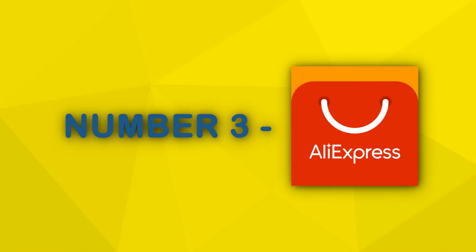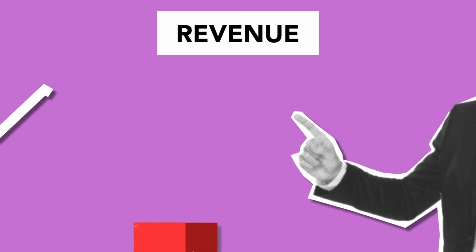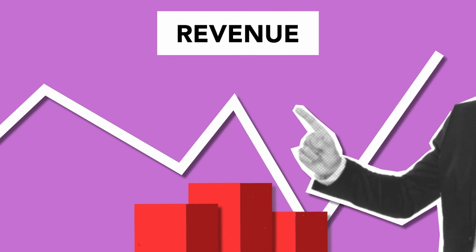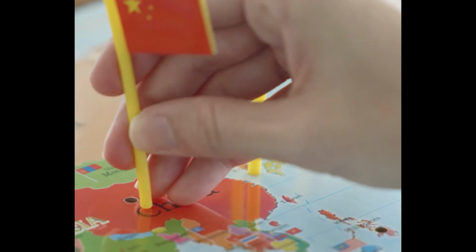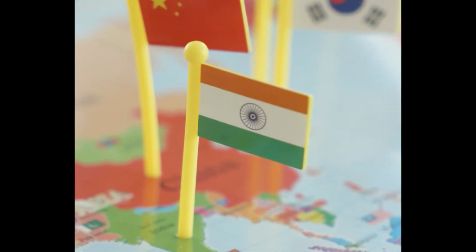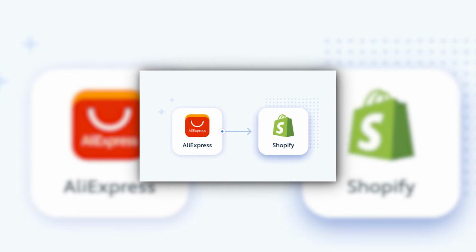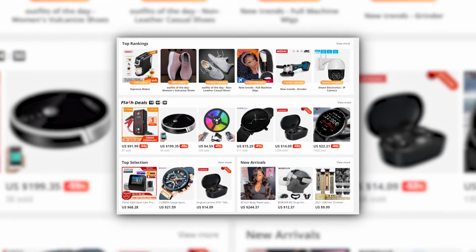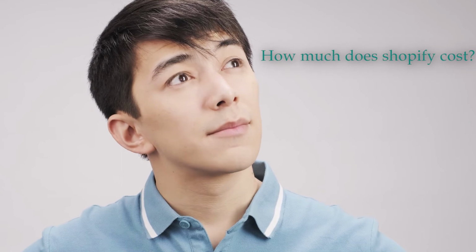Number 3. AliExpress. Dropshippers on AliExpress are allegedly offered profit margins of up to 200%. Despite being established in China, it has expanded internationally and currently ships everywhere. It's quite simple to use their app on Shopify, which gives your consumers access to their huge selection of products wherever they are. So, one question that you may have thought of is how much does Shopify cost?